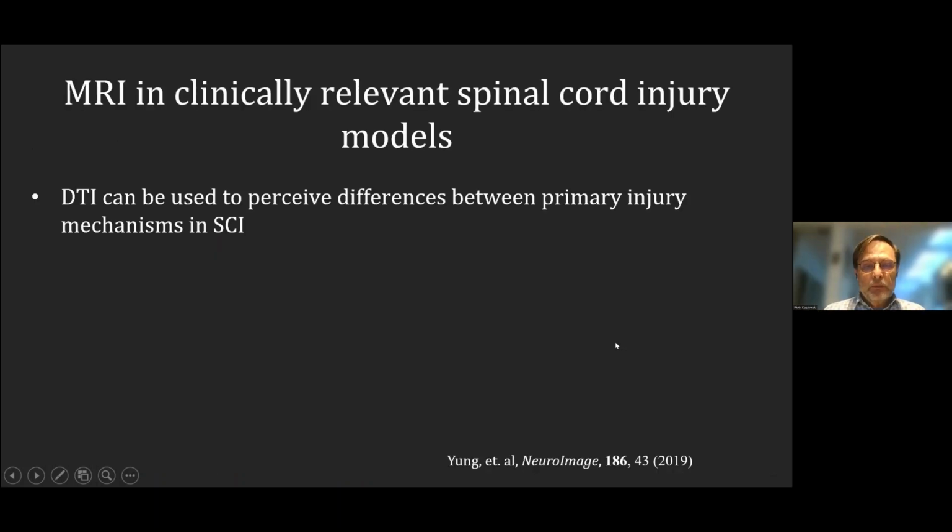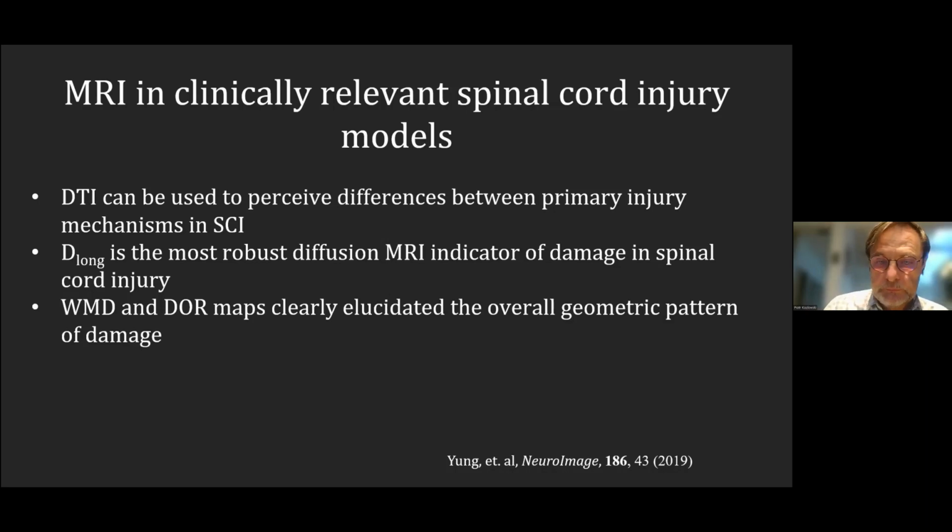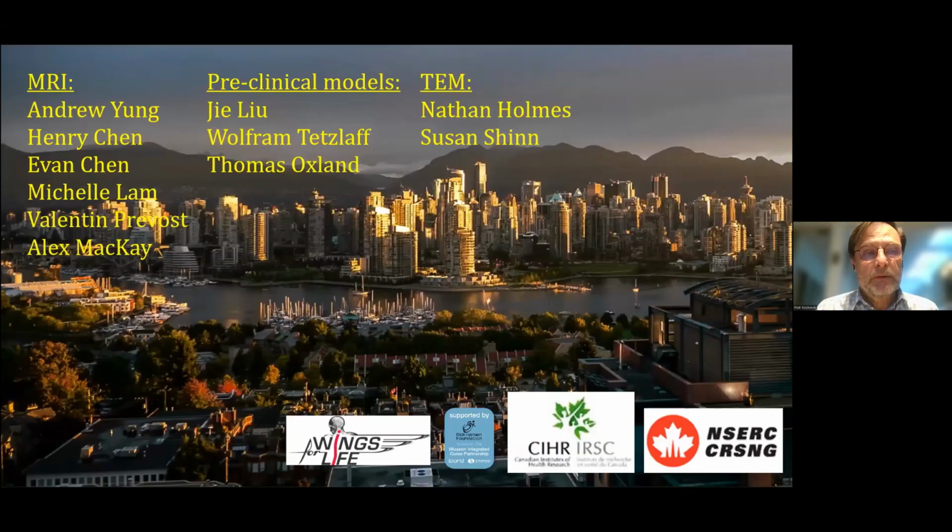So basically, we believe that we have shown that DTI can indeed be useful to perceive differences between primary injury mechanisms, and from the three DTI parameters that we looked at, it looked like the longitudinal diffusivity was the most robust. And that's all I have for today.